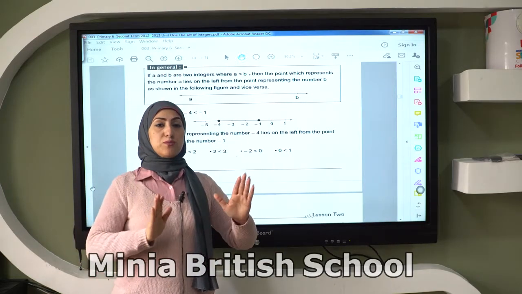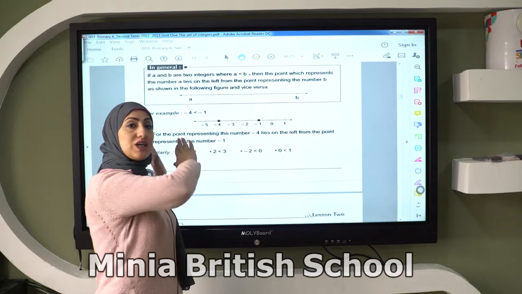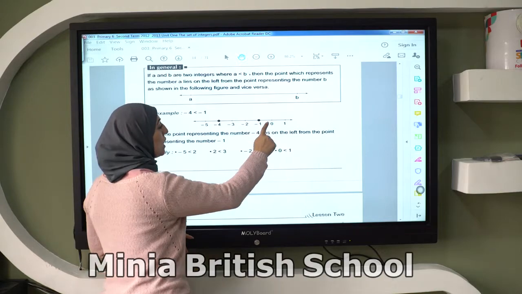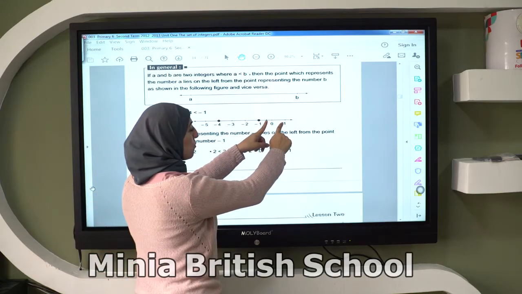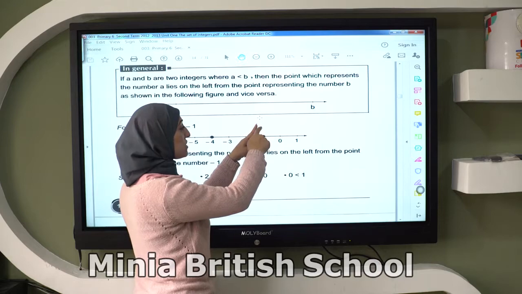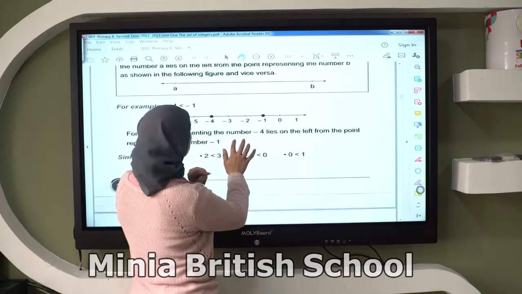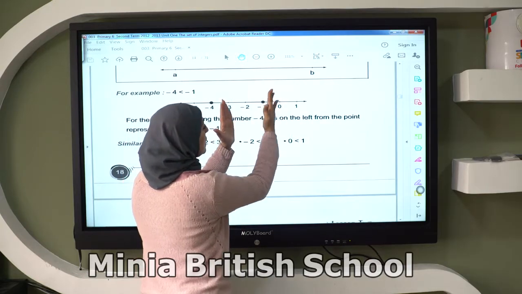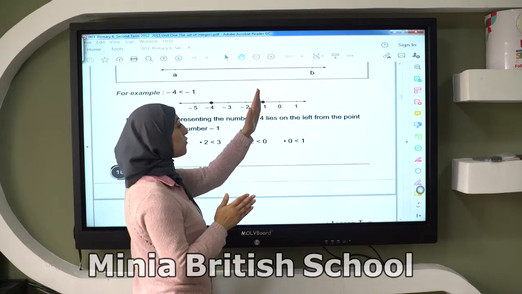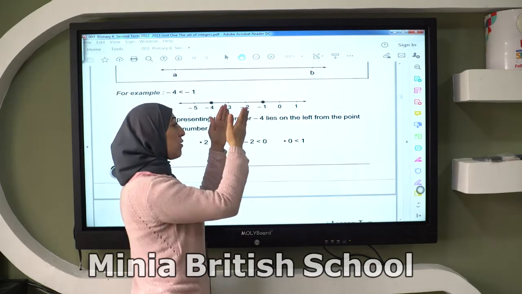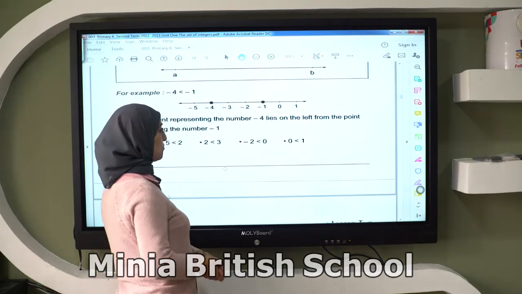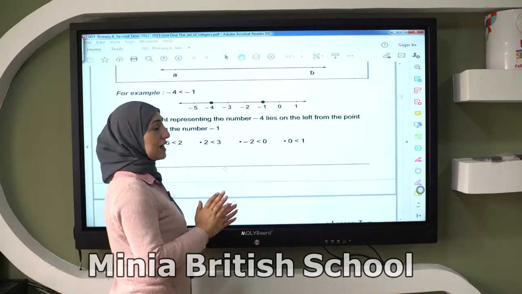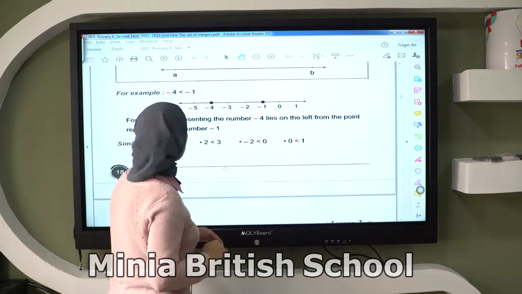When we have two numbers, the number on the left is always smaller than the number on the right. So here 1 and 0, 1 on the right of 0, so 1 is greater than 0. What about here? 0 and negative 1. Negative 1 on the left of 0, so it will be smaller than 0. Negative 4 is on the left of negative 1, so it's smaller than negative 1, okay?